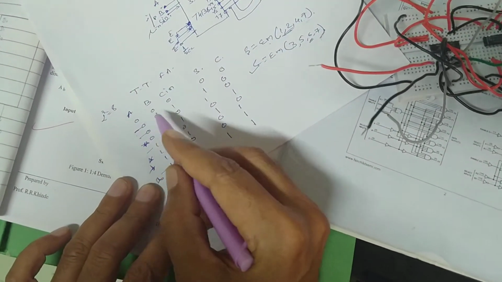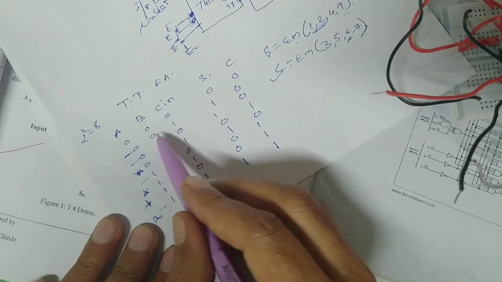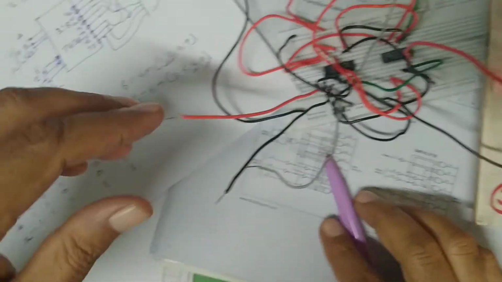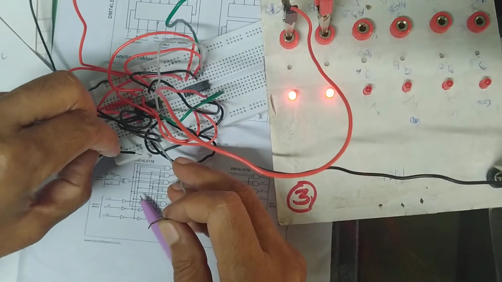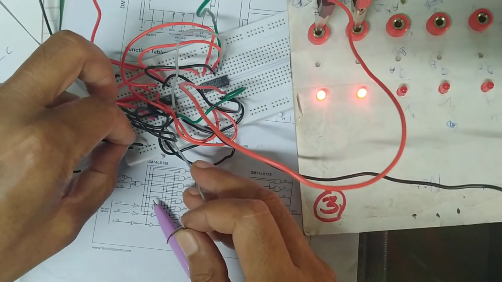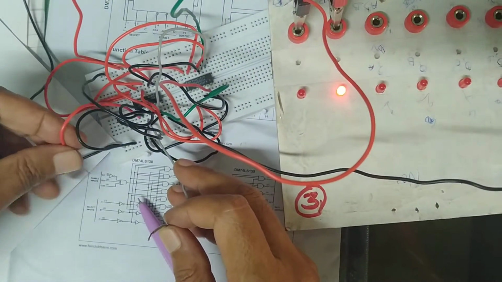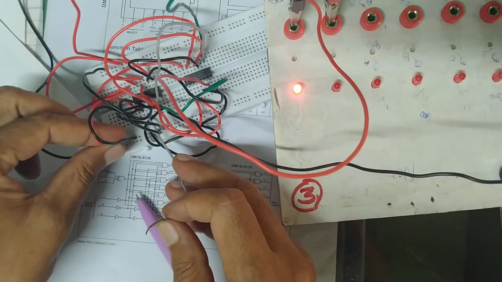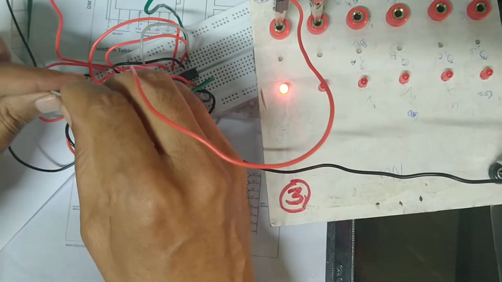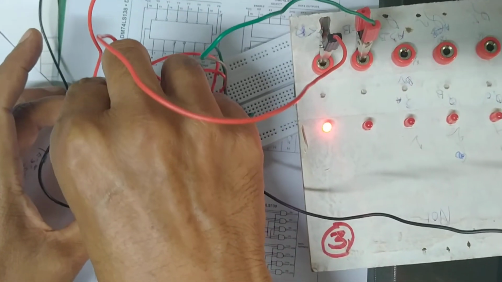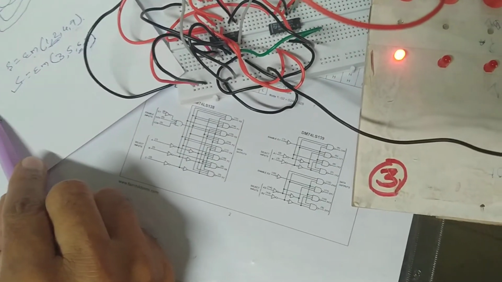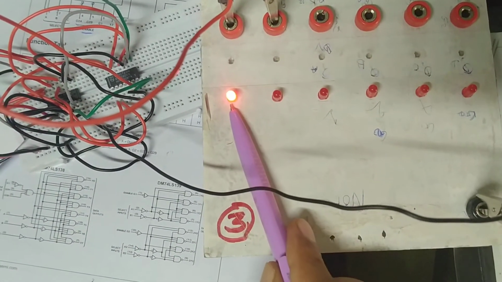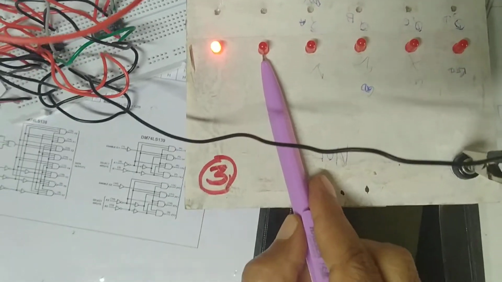Second condition, A 0, B 0, carry in is 1. So we will apply the first two inputs as 0; connect them to ground. And this one to VCC. Okay, so what should be the output? Your output should be sum 1, carry 0. So here we are getting sum 1 and carry 0.